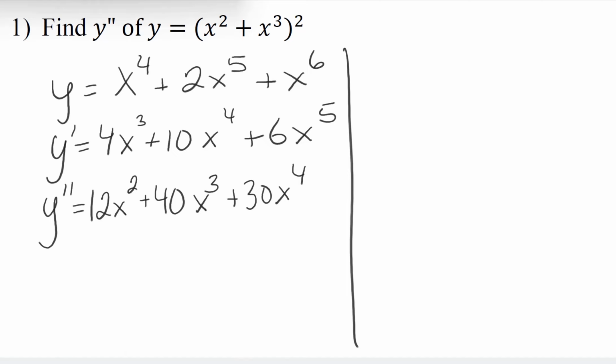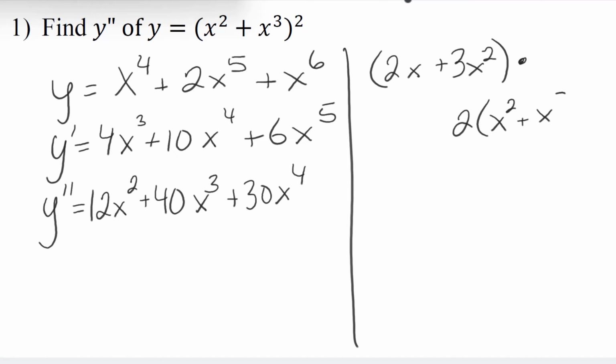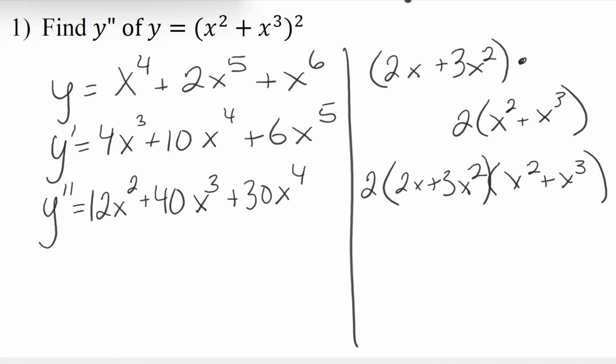So if we did the chain rule, the chain rule is the derivative of the inside. So the derivative of the inside is 2x plus 3x squared. And then it's times the outside. So then it would be that times 2 parentheses x squared plus x to the third. So you'd get 2x plus 3x squared times x squared plus x to the third. And don't you distribute that? You don't have to. If you distribute it, you're going to get right back to that.